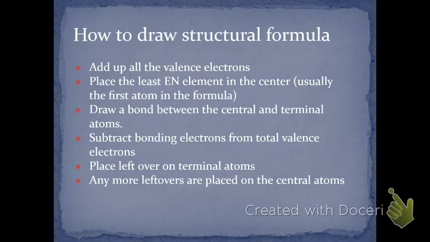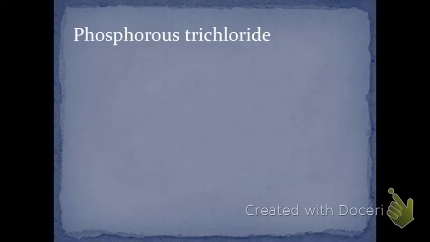So let's do examples, because I think that's the best way to go through this. Phosphorus trichloride is PCl3, right? Tri. So we're going to figure out how to draw this molecule out. The first thing we have to do is add up the valence electrons. Phosphorus is in group 15, so it has 5 valence electrons. Chlorine is in group 17, so it has 7 valence electrons. And there are 3 chlorines, so a total of 21.